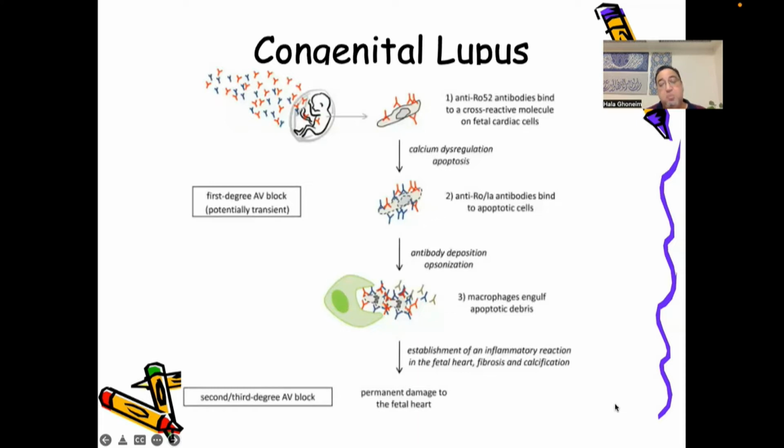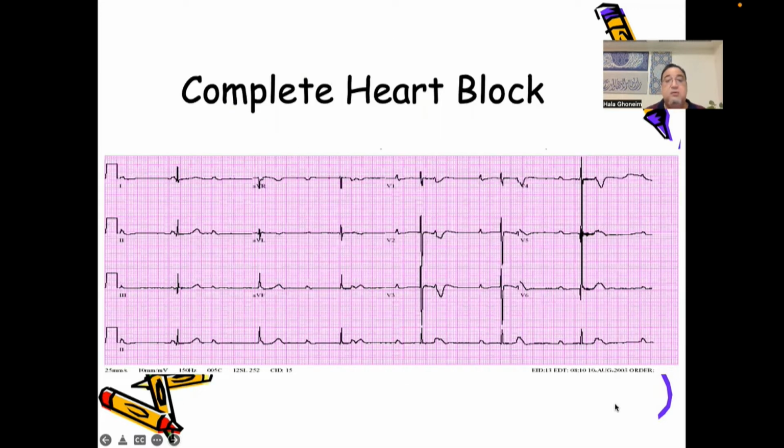And in congenital lupus, there are antibodies from the mom that attack the conductive cells of the baby. These antibodies come from the mother's circulation. And if they cause minimal inflammatory changes, this will be first or second degree heart block. But if macrophages engulf the whole conduction system and apoptosis happens to the cells of the conductive system, this will give us complete heart block.